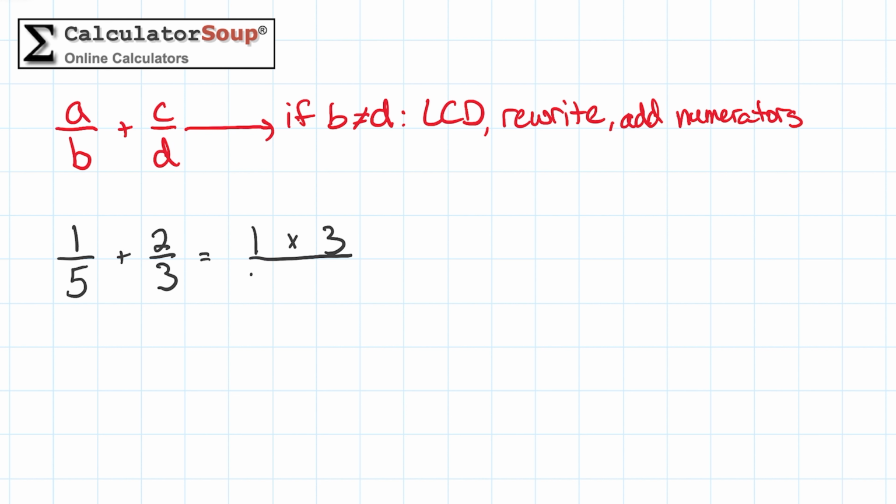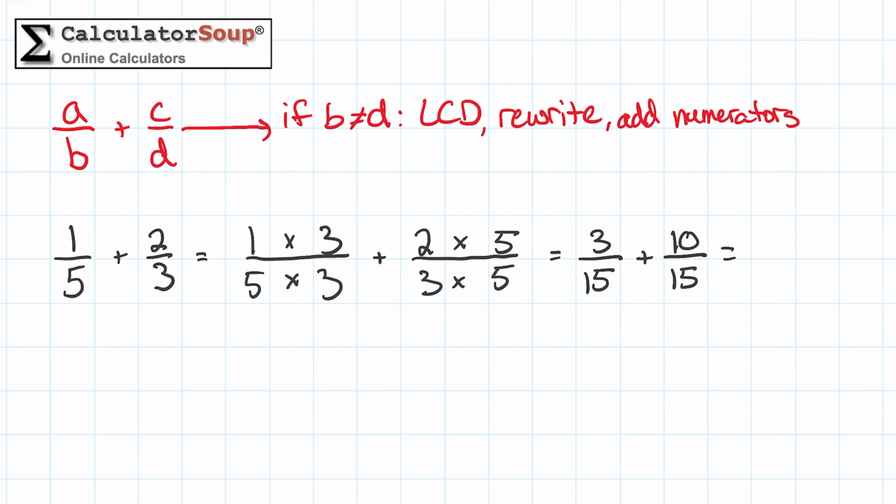1 times 3 is 3, and 5 times 3 is 15. 2 times 5 is 10, and 3 times 5 is 15. So our new equation is 3/15 plus 10/15. Now that the denominators are the same, let's add the numerators together to get 13 and place that result over the common denominator 15. This fraction cannot be reduced, so our final answer is 13/15.